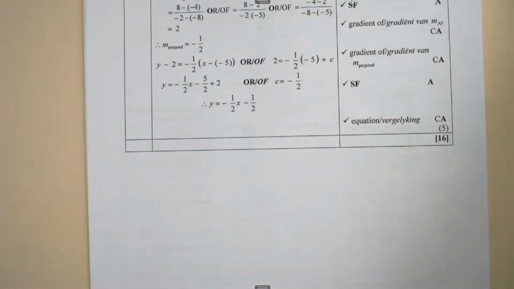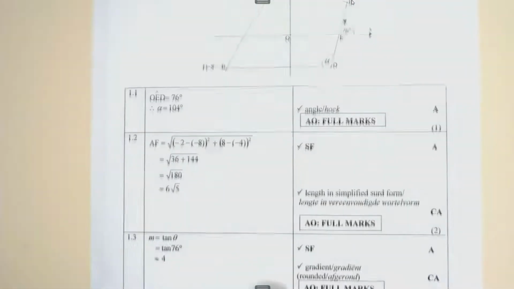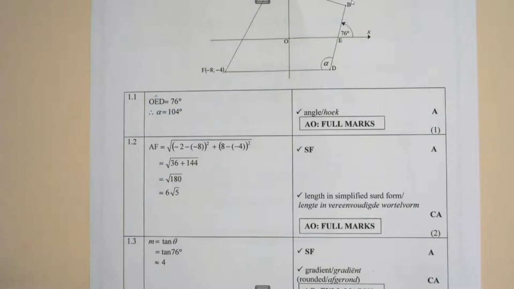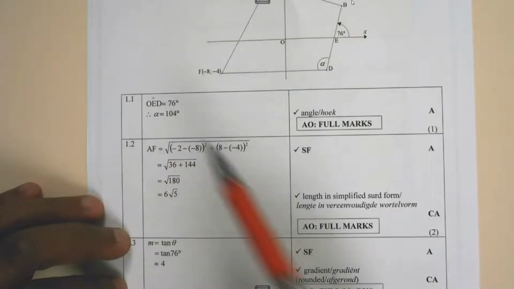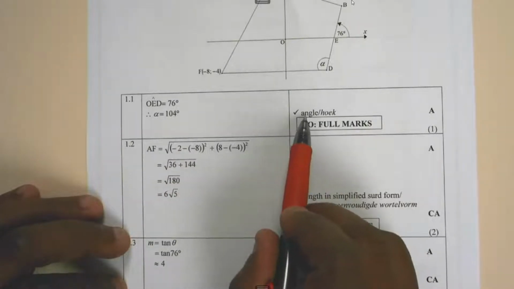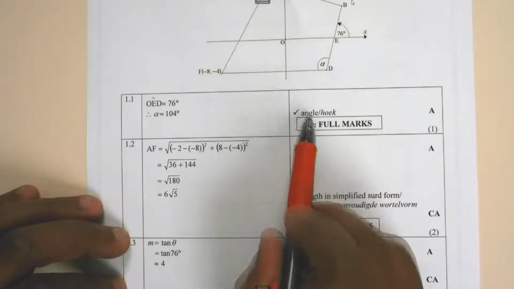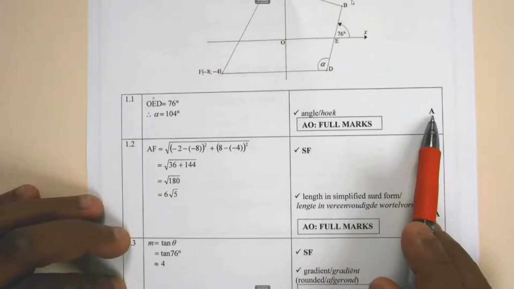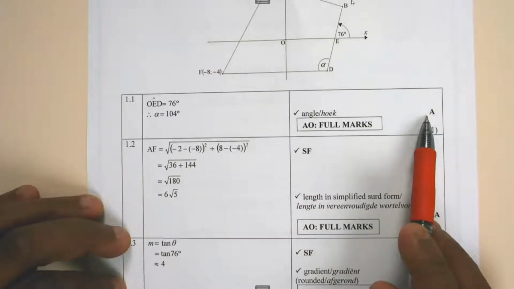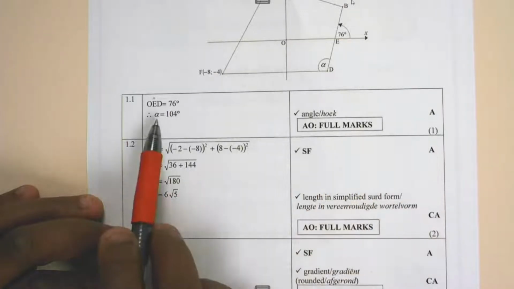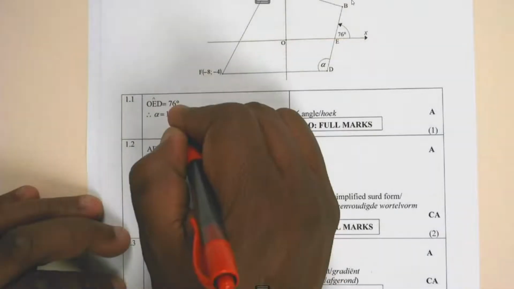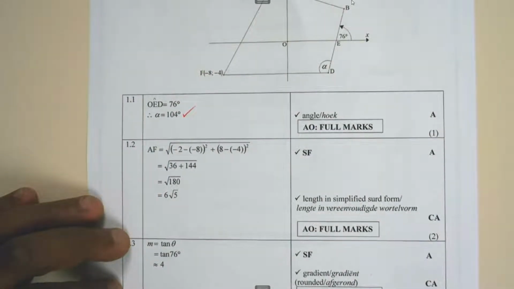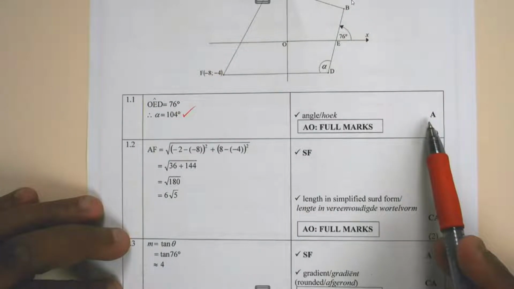Now, colleagues, as you move on, you get to question number 1. As you look at question number 1, you are calculating an angle alpha here. Now, the mark is only 1. We have mark allocated here 1, and this is A. Like I indicated, A is an accuracy mark. You don't expect any answer except 104 degrees. Therefore, this is the only answer expected in this question, and it's an accuracy mark.